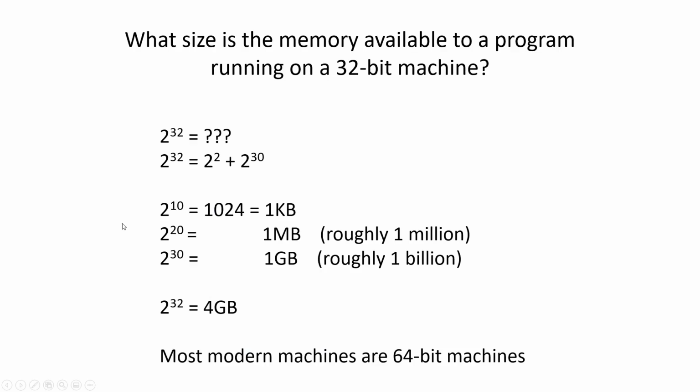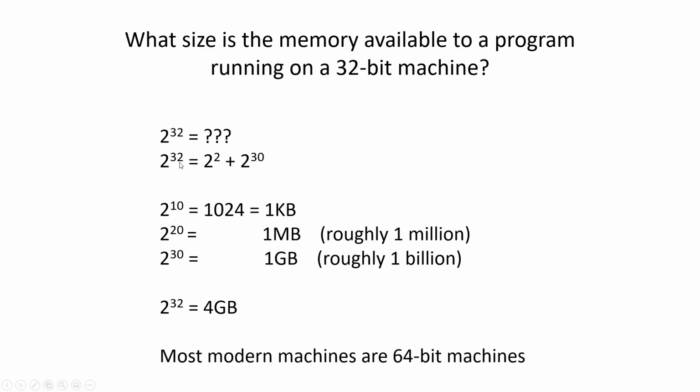Okay, so now let's take a look at a real machine and what we've got available to us. The question I want to look at is how much memory is available to a program running on a 32-bit machine? How many addresses can it actually take advantage of? The answer is going to be 2 raised to the 32 power. Somewhere around here I do have a calculator. I don't see it. All right, so we're going to do this the hard way.